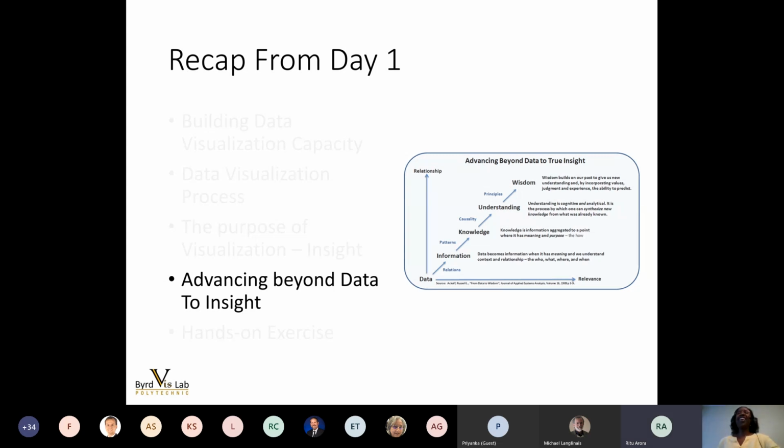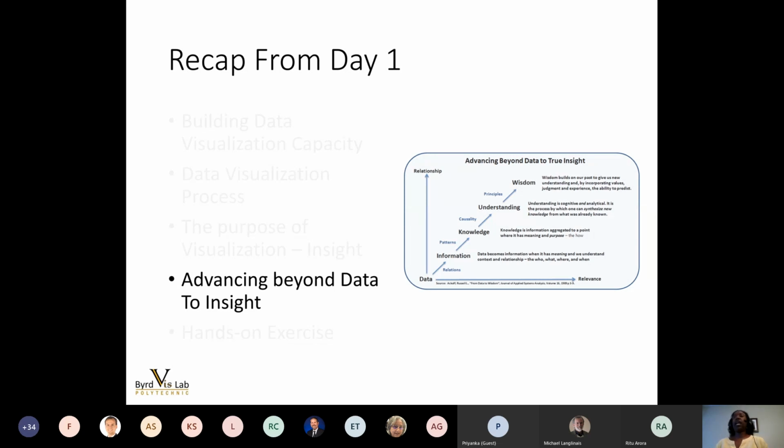Okay. So the other thing that we talked about yesterday was advancing beyond data to look at insight. And so how do we go from acquiring the data to building those relationships to looking at the relevance of the information in the data that we have? And so this graphic that's shown on the slide here, we talked about going from building those relationships to identifying patterns in the data, trying to find some causality in the data, going from answering those questions of the who, what, where, and when, to looking at how.